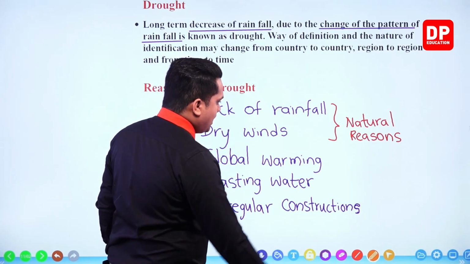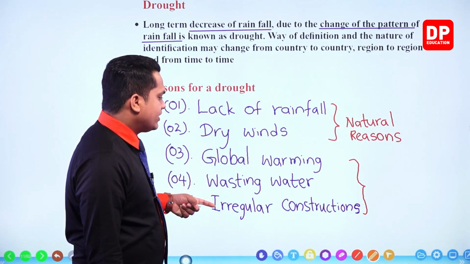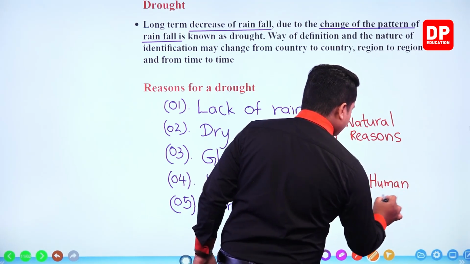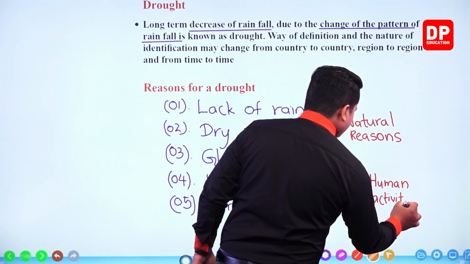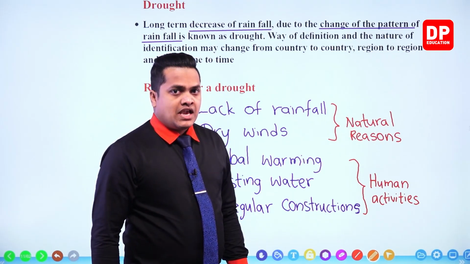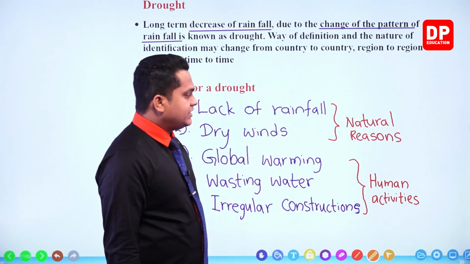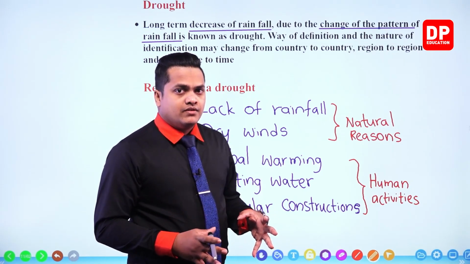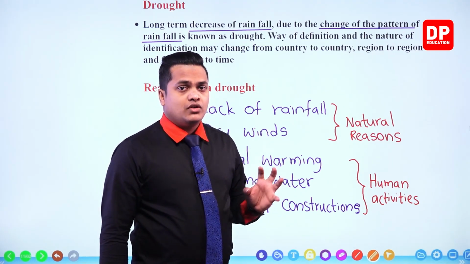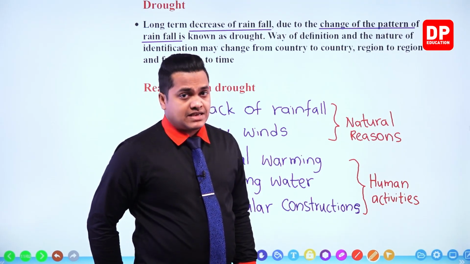Natural. However, these ones, as you can see, like global warming, wasting water and irregular constructions like land filling, these ones are, my dear children, human activities. So by looking at this, you can see that natural reasons as well as human activities, both of these reasons will cause droughts. Both of these things are going to be reasons for droughts. Not only the human activities, my dear children, but also there are some natural reasons as well.